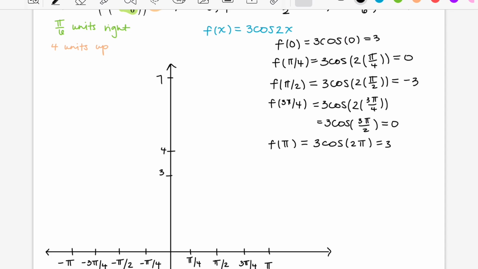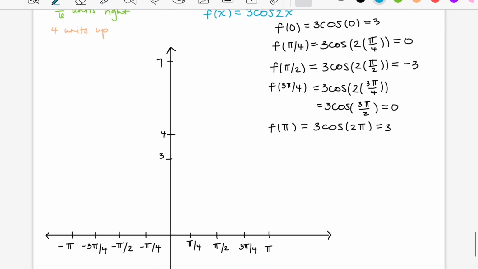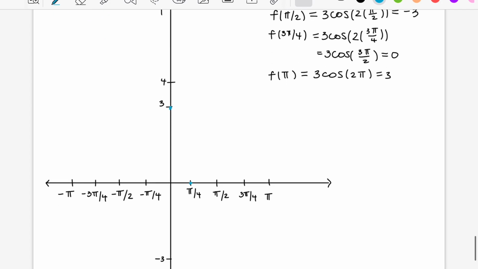Alright, so we'll graph these guys. So we said at 0 we'll get 3 here. Pi over 4 was 0. Pi over 2 is -3, 0, and pi would be 3.